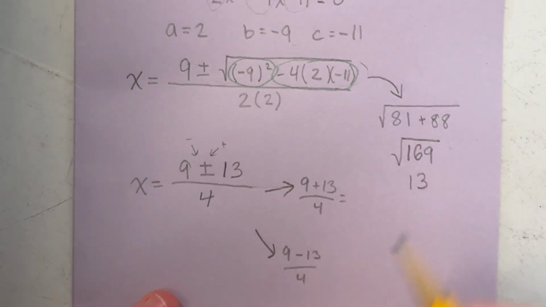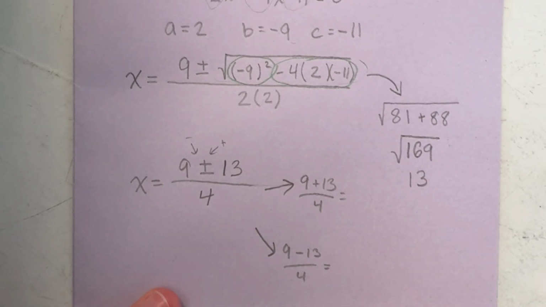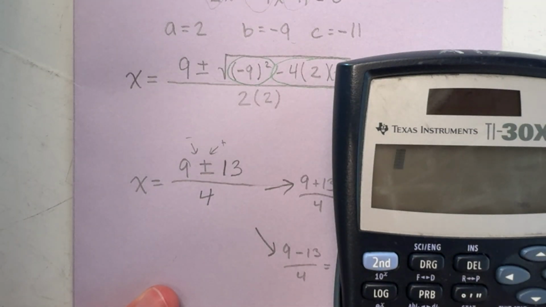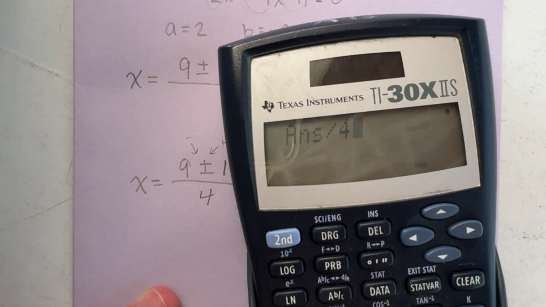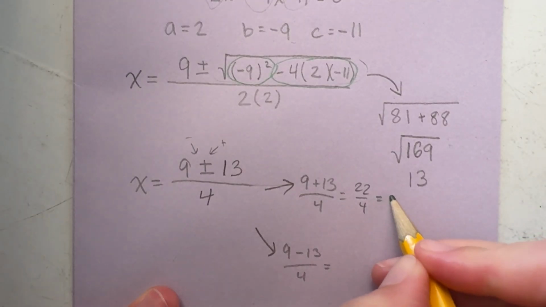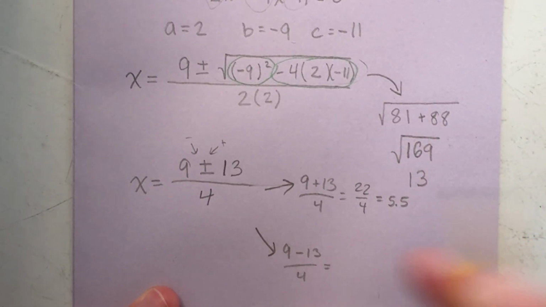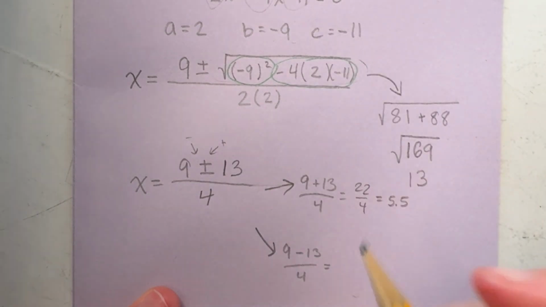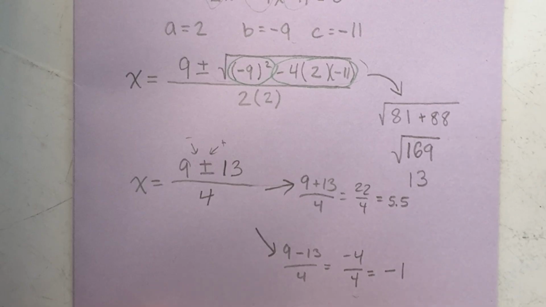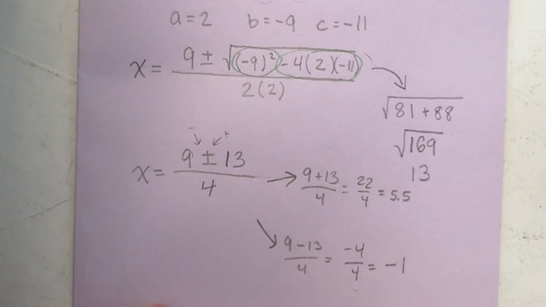And then here, you can just use your calculator. Sometimes on some of the questions the numbers will be really big and you'll feel like you need to, and sometimes not. Either way, you can get in the habit of using it. 9 plus 13 is 22. And then I'm dividing by 4. So one answer is 5.5. And then the other answer is 9 minus 13. That's negative 4, and it's still divided by 4. You can maybe do this one in your head, right? Negative divided by positive is negative. 4 divided by 4 is 1. So my 2 answers are x equals negative 1 and 5.5. Okay, here they are.